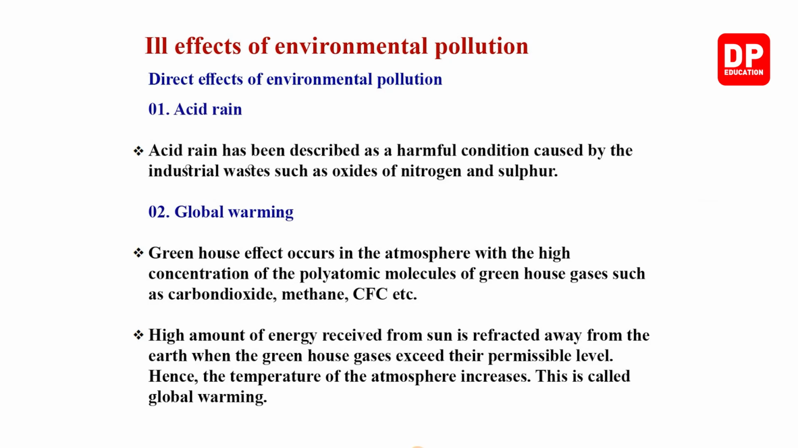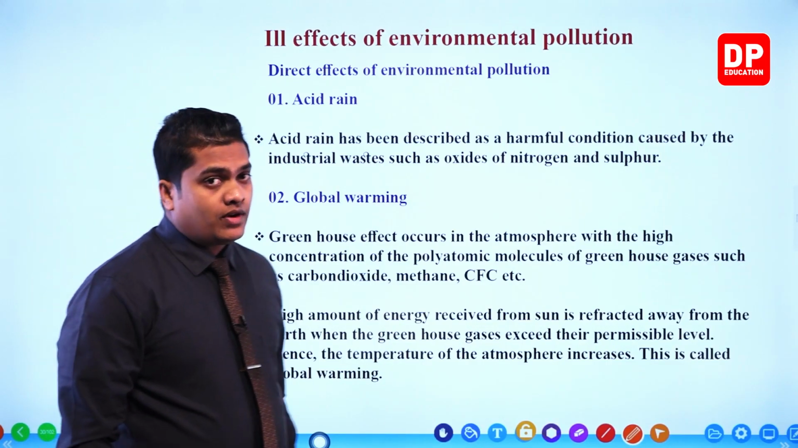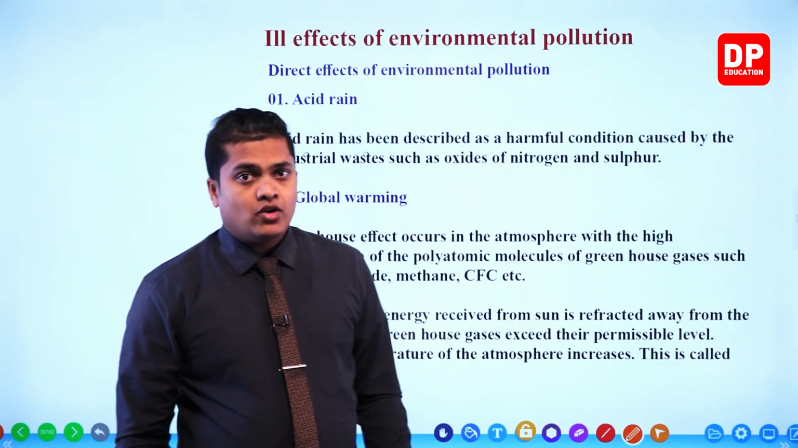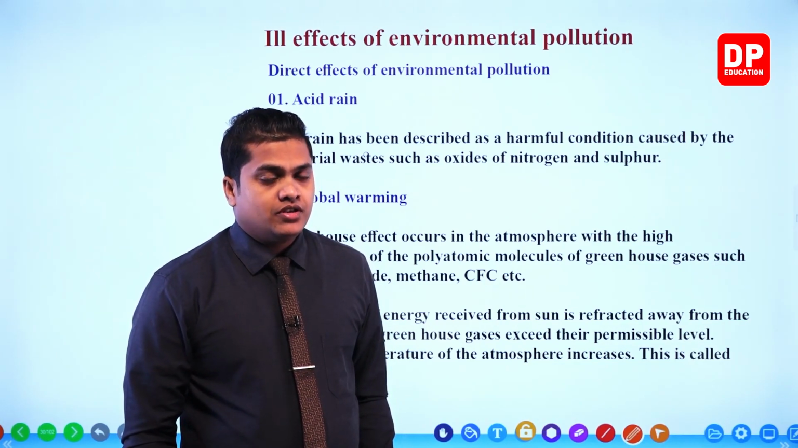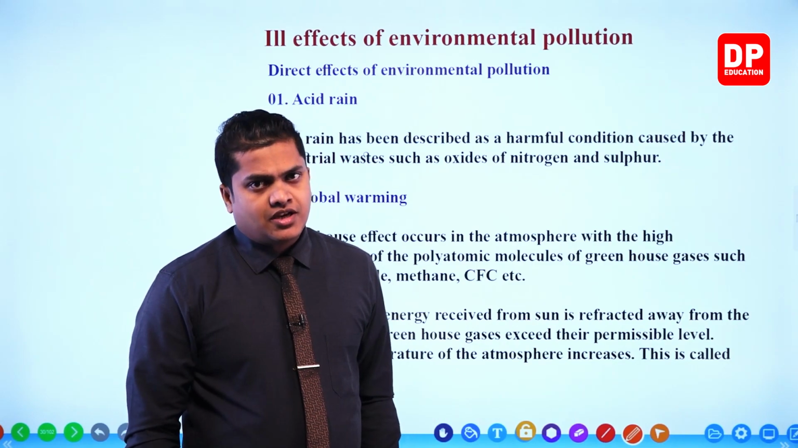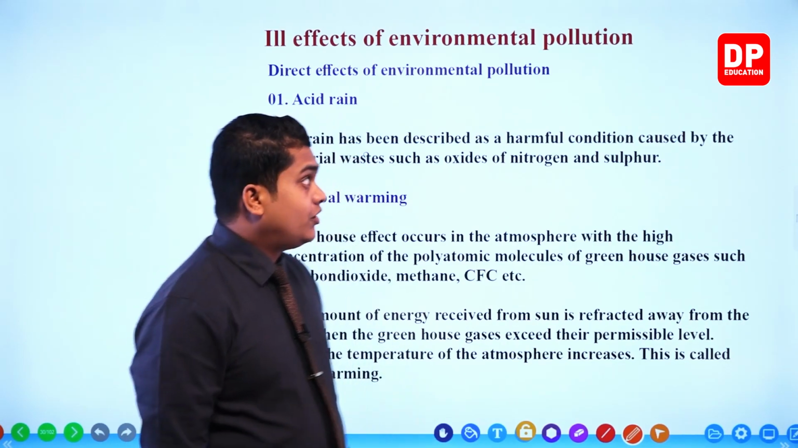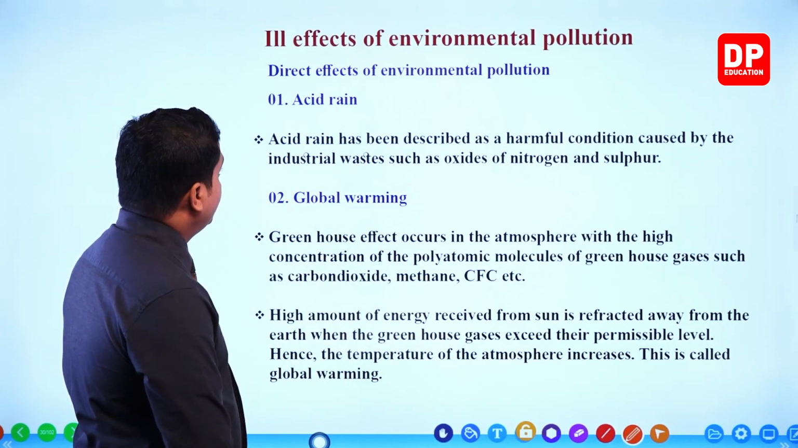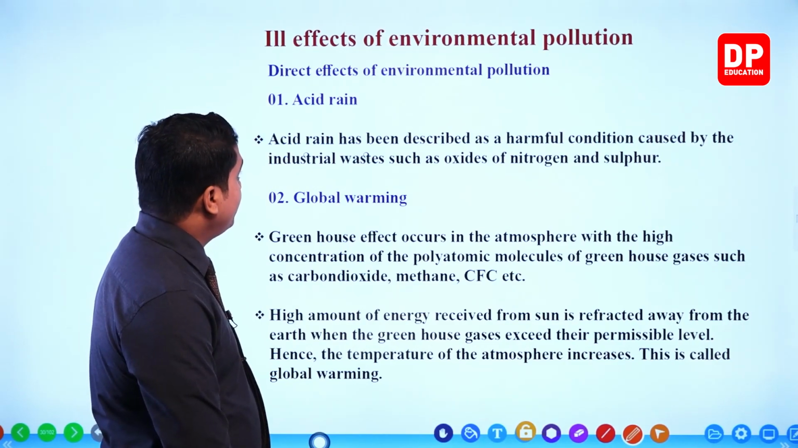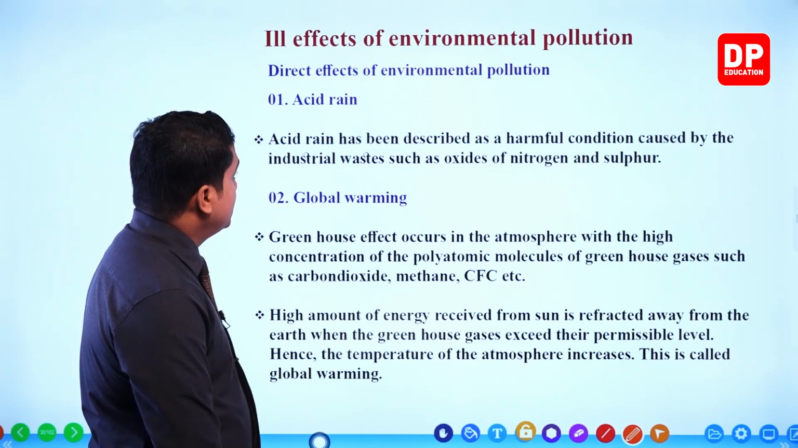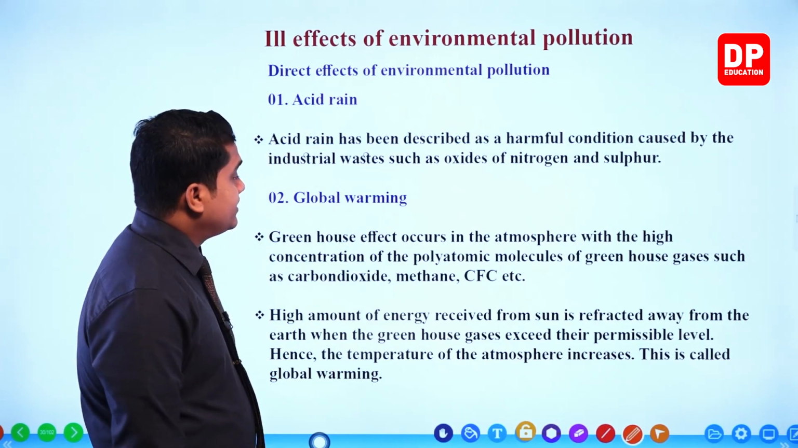So under that, you are given a subtopic, direct effects of environmental pollution. Because of environmental pollution, what are the direct effects that we can observe? Direct effects of environmental pollution will be discussed within this chapter, my dear children. You are given a point, then see the first and foremost direct effect of environmental pollution. So this is about acid rains.